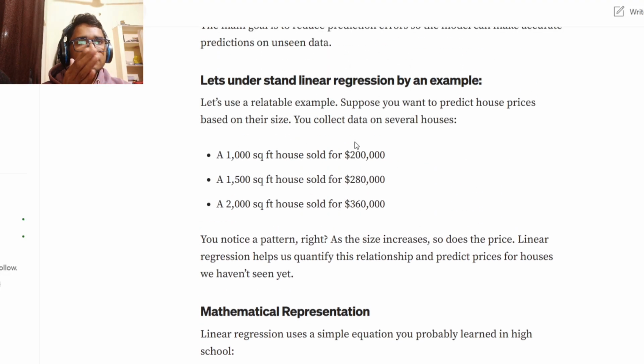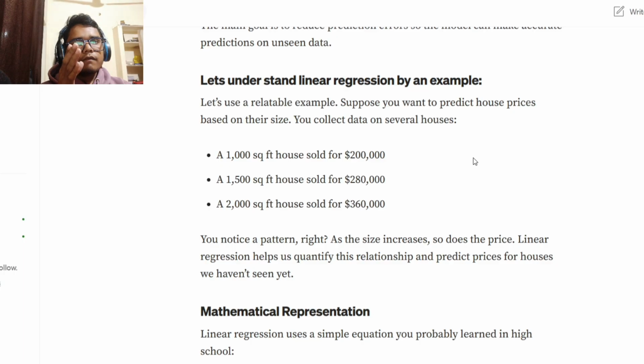Let's understand linear regression by an example. Let's use a relatable example. Suppose you want to predict house prices based on their size. You collect data on several houses. First, a 1000 square feet house sold for 2 lakh dollars.